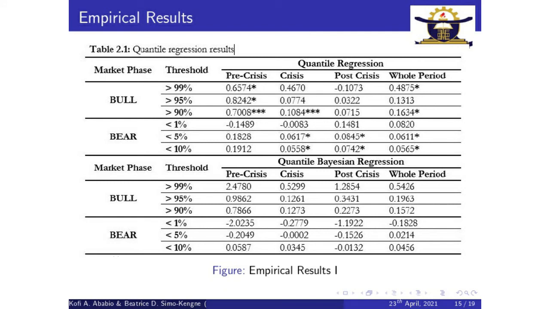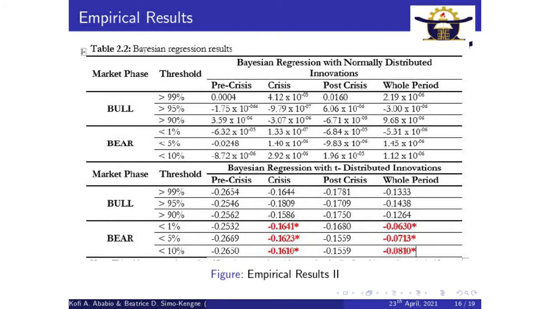Now we move on to the results, the Quantile and the Quantile Bayesian results. If you check our results here, considering the bull and the bear, for both the Quantile regression results and the Bayesian Quantile regression, you will see that we found no evidence of hedging behavior during the pre-crisis, crisis, post-crisis, and the entire period. The same thing was also observed here when we used the Bayesian quantile regression during the bull and the bear.